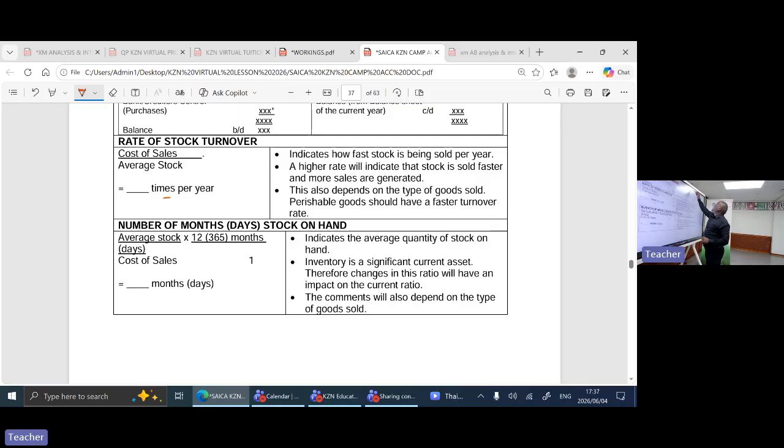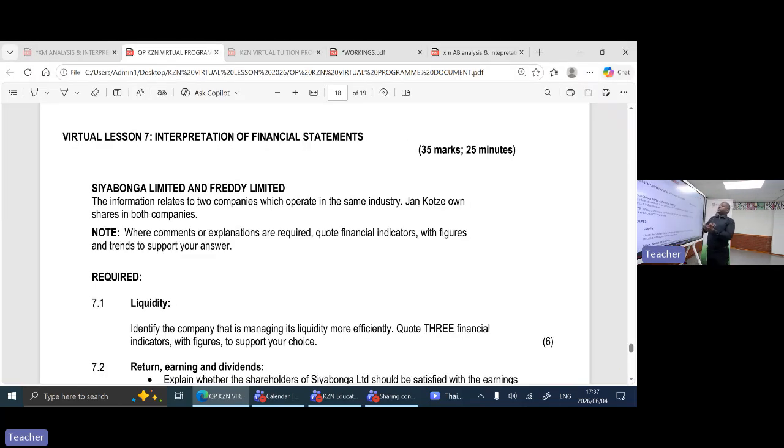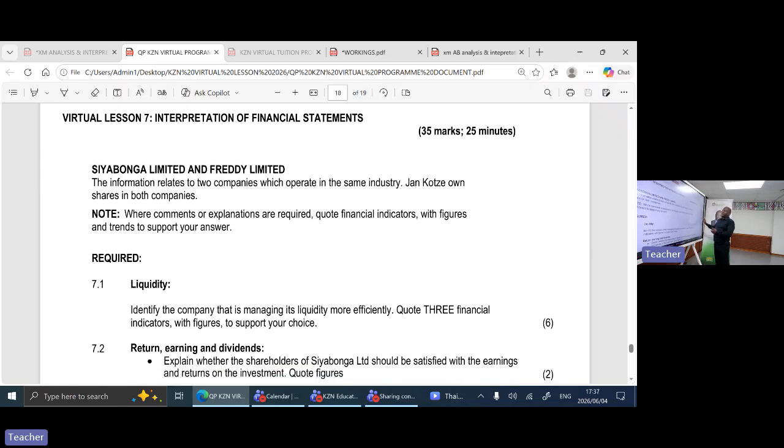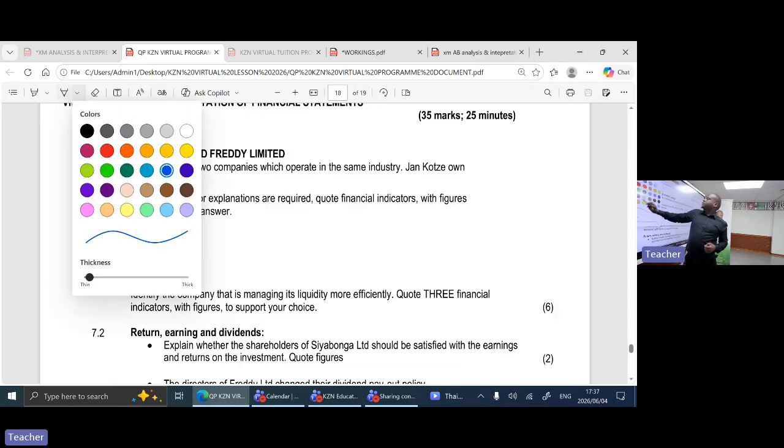Okay, so I'm done with this document here. So we're moving on to today's session, which is interpretation of financial statements. All right, so it says Siyabonga Limited and Freddy Limited. So there are two companies. It was 35 marks, and you were required to do this one in 25 minutes.